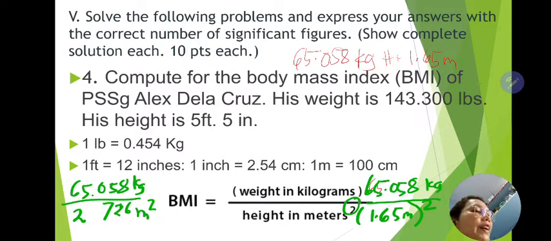So, 65.058 divided by your answer, it will be equal to, BMI will be equal to 23.867 or 23.87.